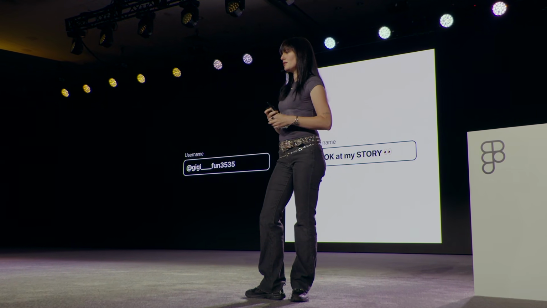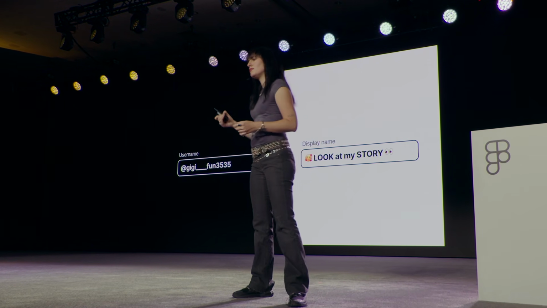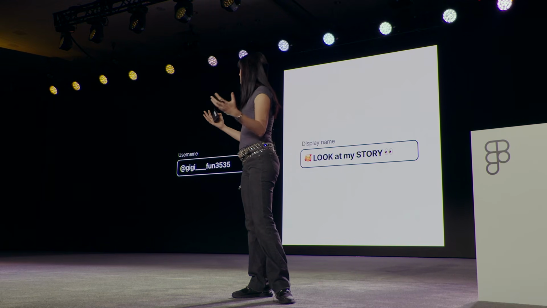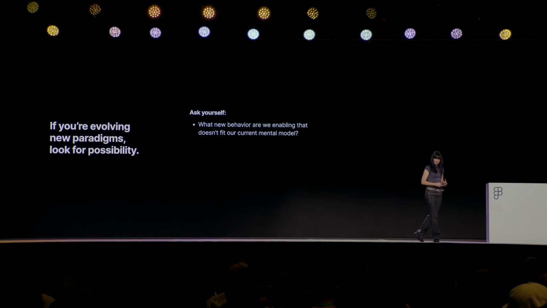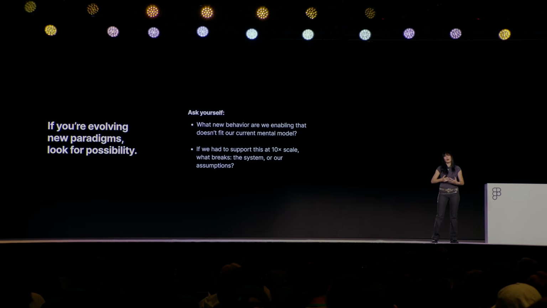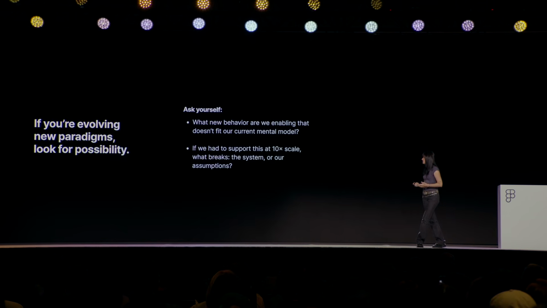I went back to thinking about the bots. Maybe we could have known that this might happen. Or maybe the fact that we couldn't is a testament to creativity. But can we ask ourselves questions to help us imagine it? I think that if you're evolving new paradigms, you have to look for possibility. You have to ask yourself what behavior you're enabling that is beyond your current imagination. And what happens when this scales 10 times or 1,000 times or 3 billion times?